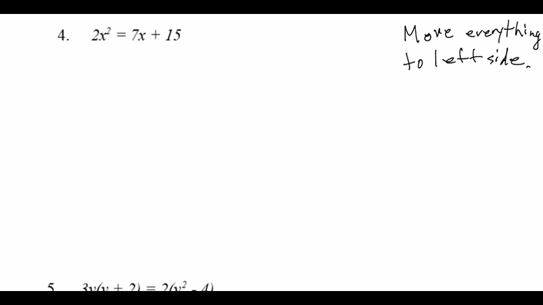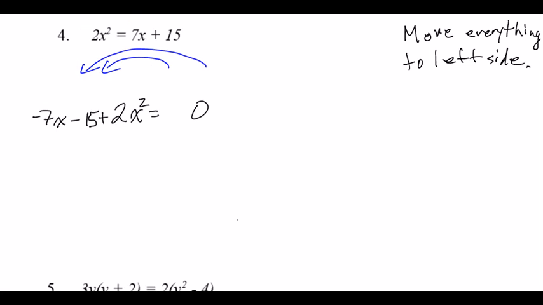So in this case, I look at this problem and notice I have 7x minus 15 on the wrong side. So I'm actually going to move everything to the left side, in such a way that I have 0 is equal to, well, if I moved the 7x over and the 15 over, the 7x becomes negative 7x, and the 15 becomes negative 15, and our 2x is just plus 2x squared.